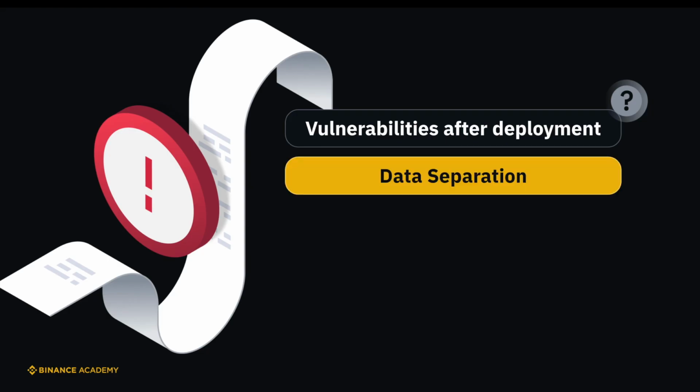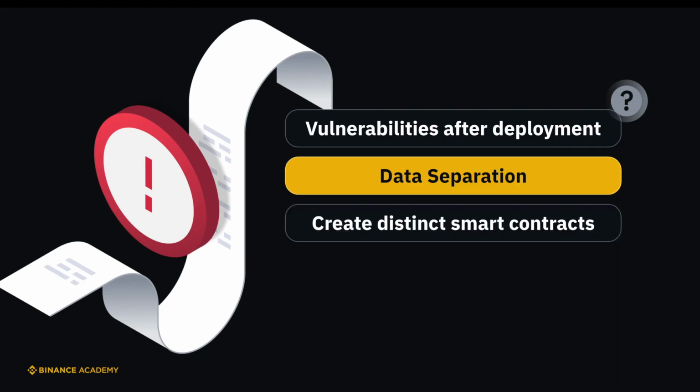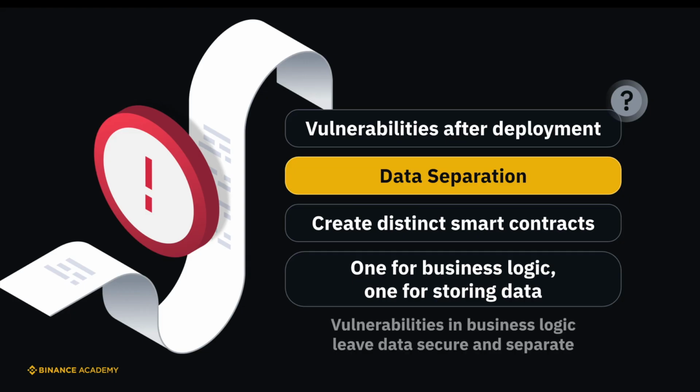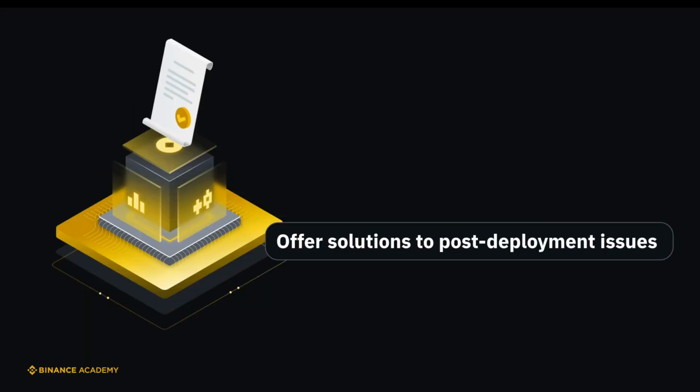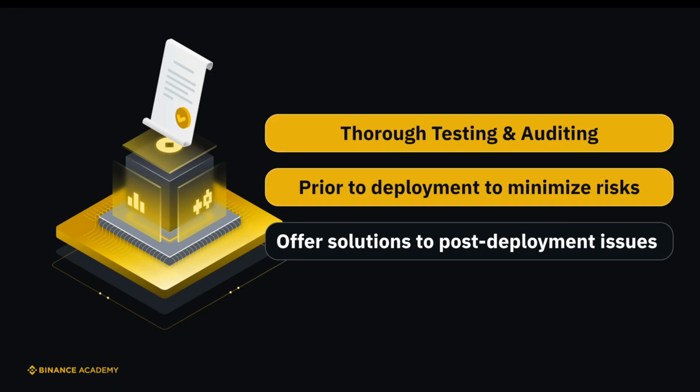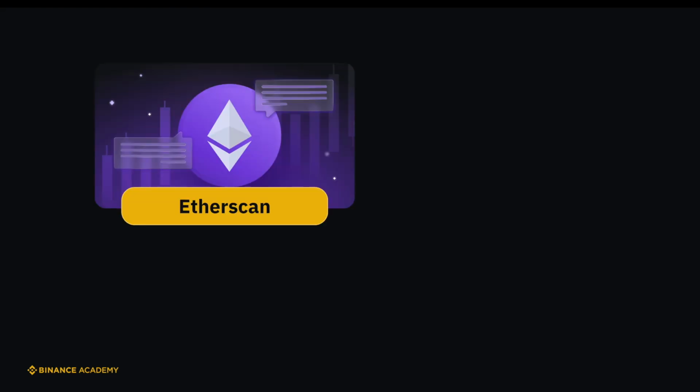Another approach to safeguard against vulnerabilities is data separation. Here, instead of a monolithic contract, you create distinct smart contracts, one for business logic and another for storing data. This division should be planned during the smart contract development phase. By doing this, if vulnerabilities arise in the business logic, the data remains secure and separate. Remember, while these methods offer solutions to issues found post-deployment, the gold standard is thorough testing and auditing prior to deployment to minimize risks.